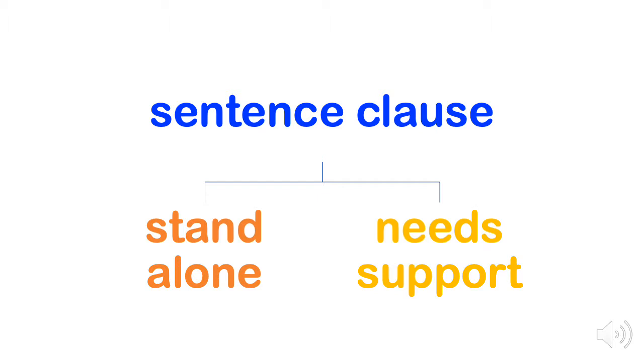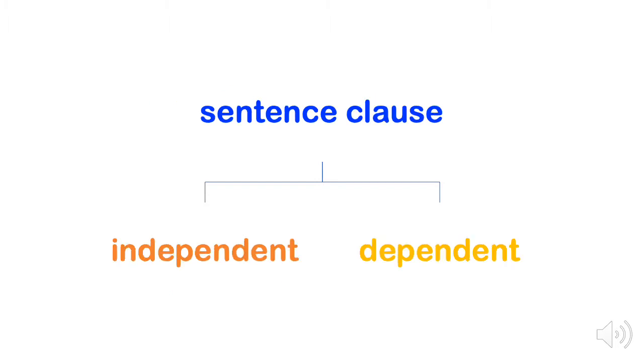Well, there's a difference between complete thoughts that can stand alone and complete thoughts that need support from other thoughts, meaning that some sentences are independent, while others must depend on other sentences to complete them. In this lesson, we'll examine each of these types of clauses with explanations and examples.